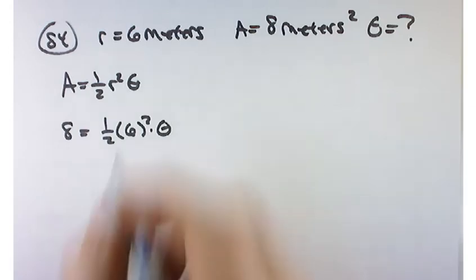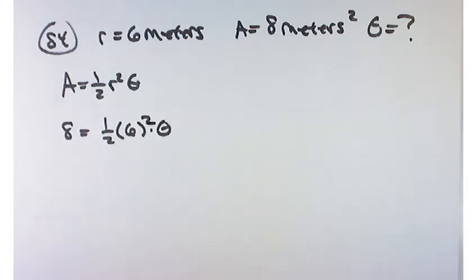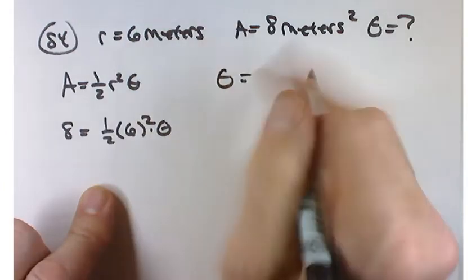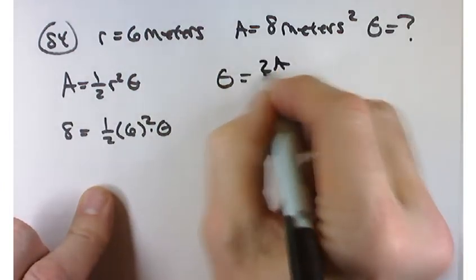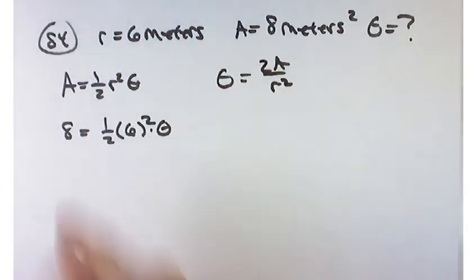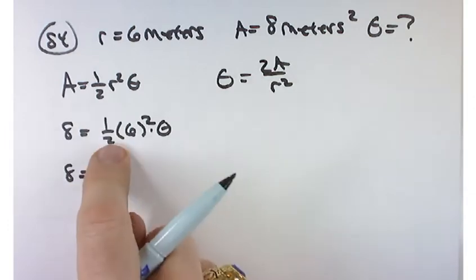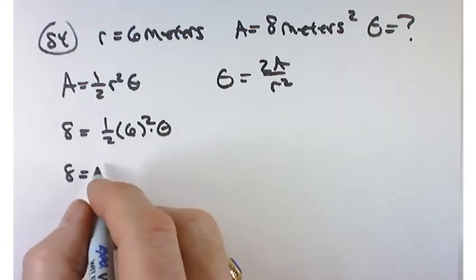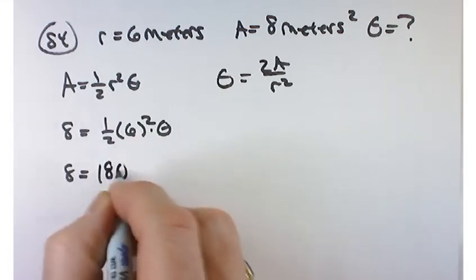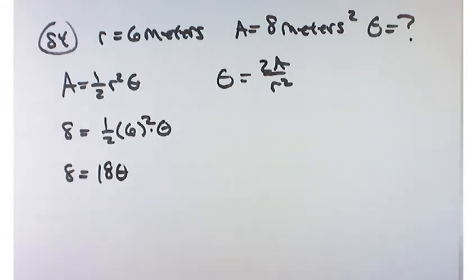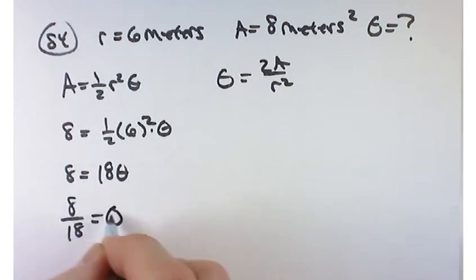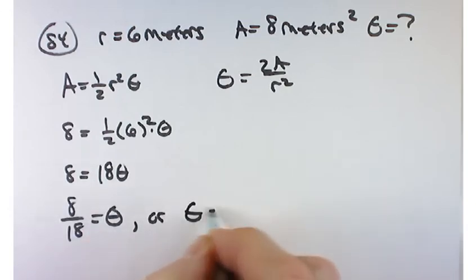I'm going to take a little less abstract approach. I mean, there's nothing wrong with what you did. Yeah, if you wanted, in general, theta is going to be 2A over r squared. But since we got the numbers here, let me simplify this. 6 squared is 36. Half of 36 is 18. Thank you. If we solve for theta, 8 over 18 equals theta, or theta equals 4/9.